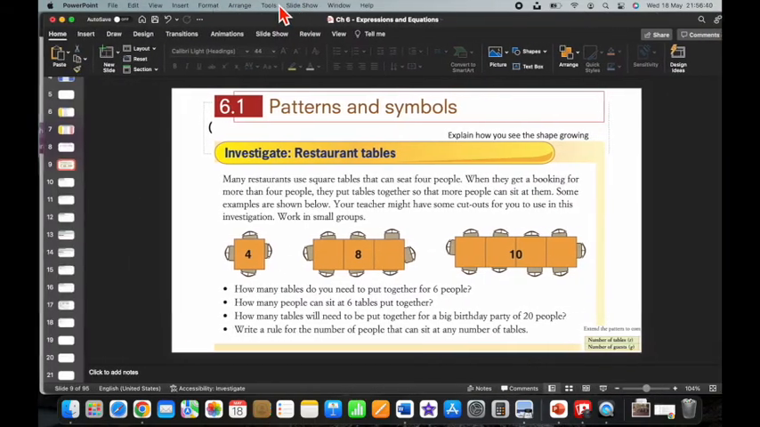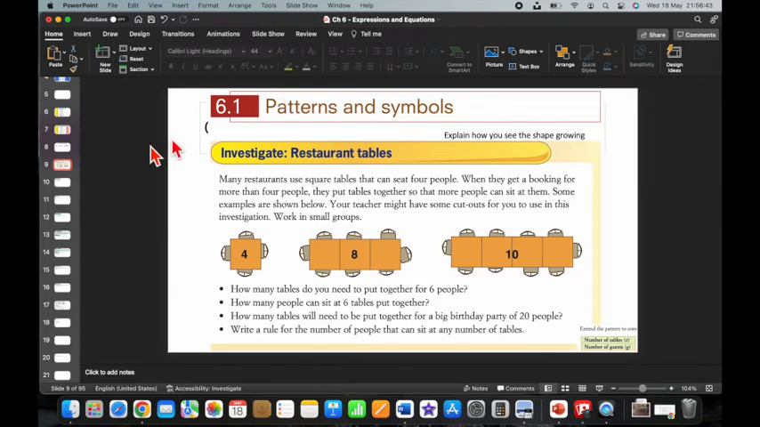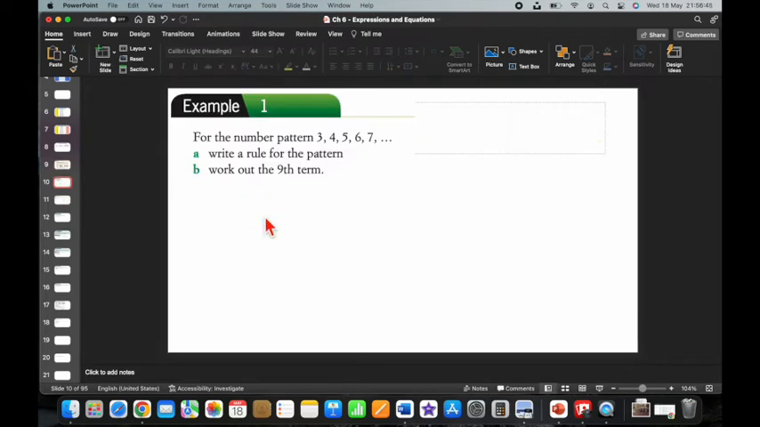Okay. So what we have here, I'm actually going to go on to the next slide. I'm going to run through some examples, and there's no need to take notes until I let you know what you need to take. This is all in your textbook. So example 1, we're looking at, for the number pattern 3, 4, 5, 6, 7, A, write a rule for the pattern, and B, work out the 9th term. So writing a rule for this pattern.